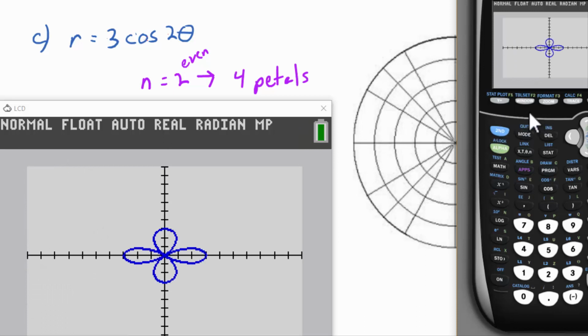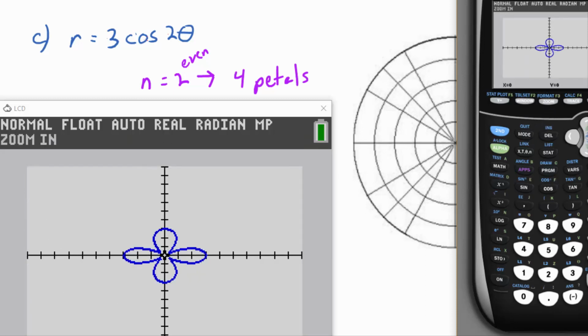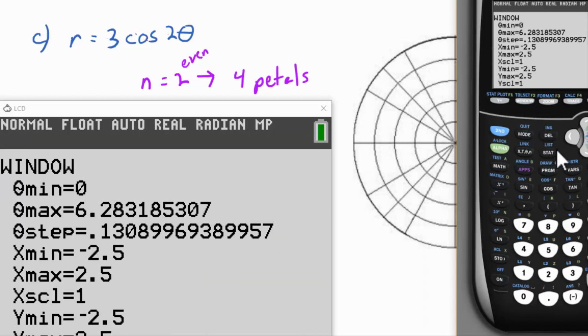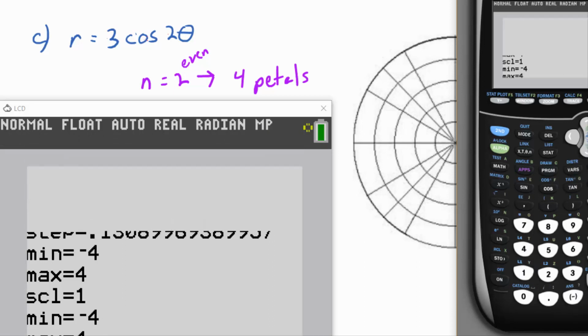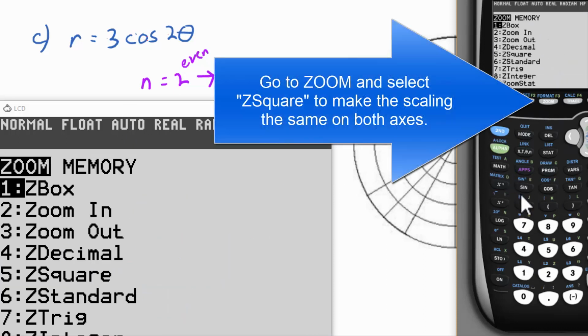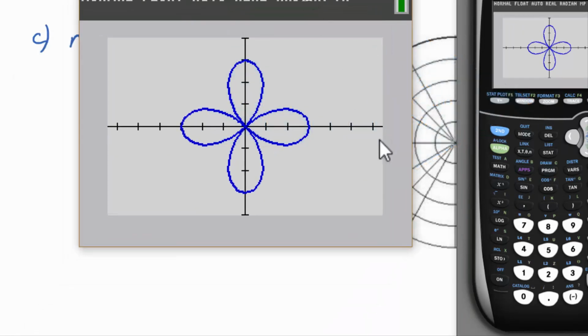Is it a rose? Well, it's called a rose curve. Let's go out to -4 so we can see the whole graph. So I went to window. I'm just playing with the min and max on both. I zoomed in, though, and then you couldn't. So there it is. So that's a more accurate picture right there.